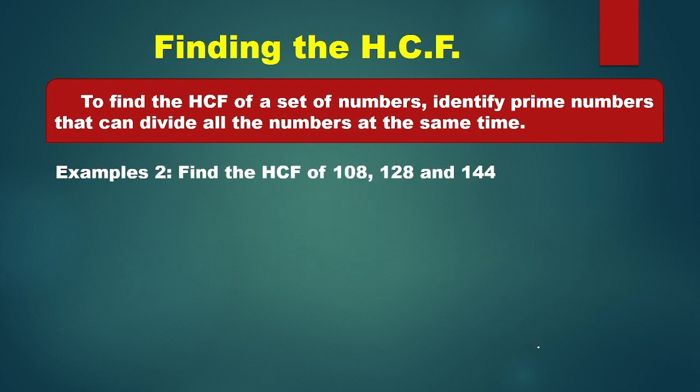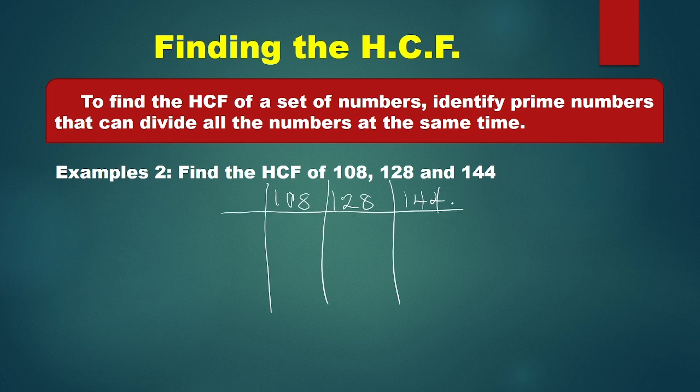Let's take another example. Find the HCF of 108, 128, and 144. So I'm going to draw my lines. Then look for a prime number that can divide all of them at the same time. I'll use 2 because they are all even numbers. So 2 can definitely divide all of them.